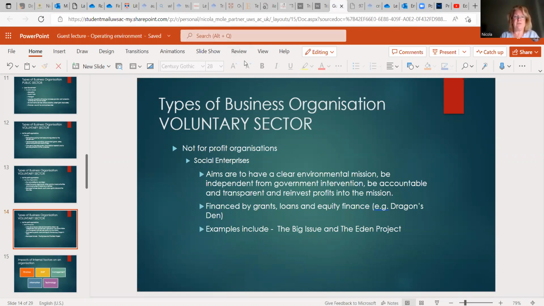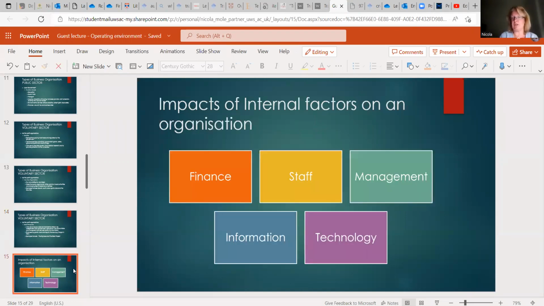So in terms of analysing the internal and external factors on an organisation, which is where we started tonight's lecture, we look at the different areas of a business to find out what's going on. So the main areas that we focus on for internal factors are finance, staff, management, information, and technology.